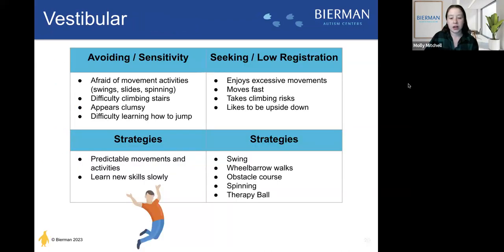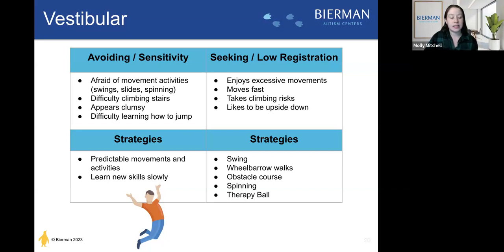And so on this slide, we'll talk about the different strategies in the presentations. When children are avoiding and sensitive to vestibular input, they might be afraid of movement activities like swinging, going down the slide, or spinning. They might have difficulty climbing stairs. They might appear clumsy, and they might have difficulty learning how to jump. Some strategies that you can do are to help them participate in predictable movements and activities. So provide warnings or visual models during an activity so a child knows what to expect. And then taking each skill one step at a time and learning it slowly can help a child feel more comfortable and confident in different movement activities.